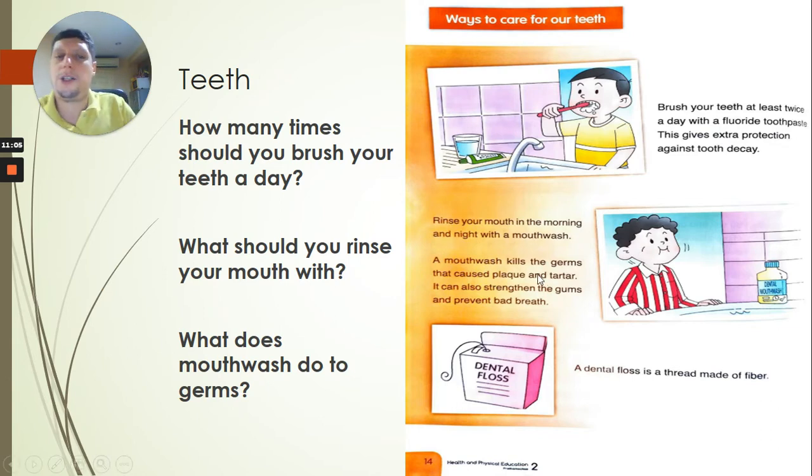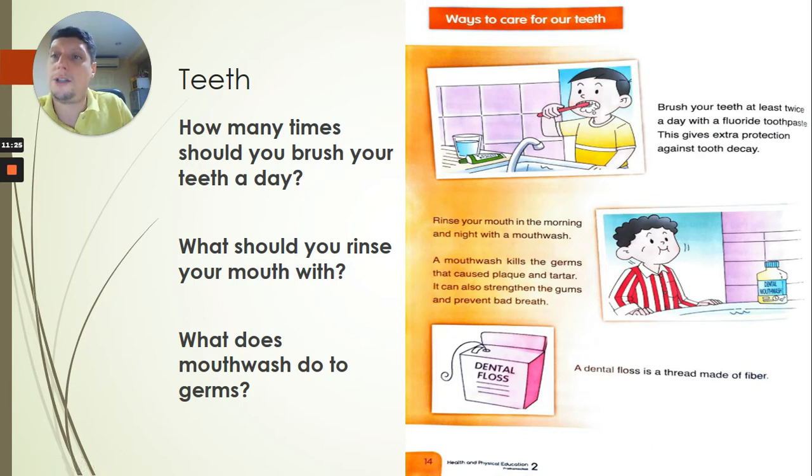A mouthwash kills the germs that cause plaque and tartar. So mouthwashes can kill tartar and plaque. That's really important for keeping our gums and teeth strong and healthy. It can also strengthen the gums and prevent bad breath.